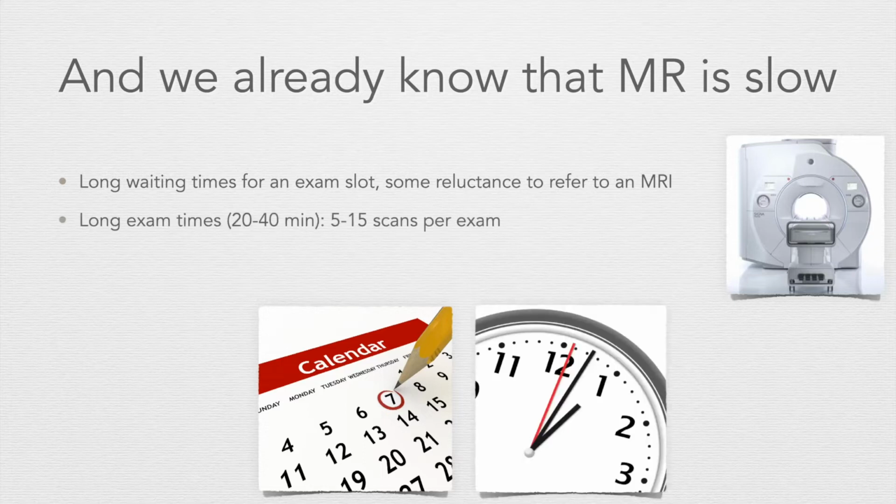Another issue with MRI is that the scan times are long. A brain MRI could take roughly half an hour, which could vary a lot because we need to scan multiple scans in one exam. We also know that each scan takes several minutes.